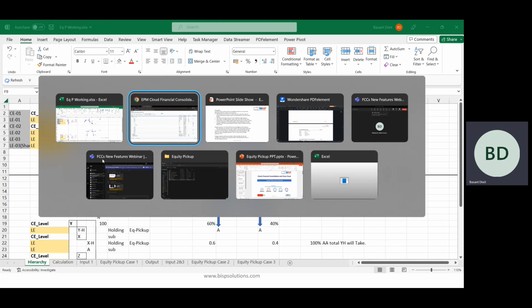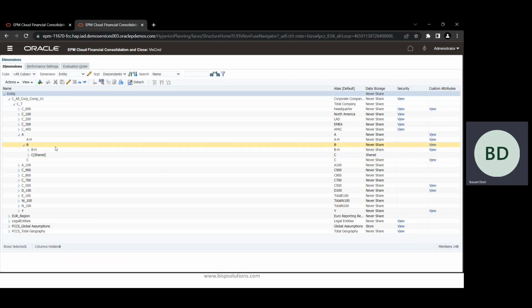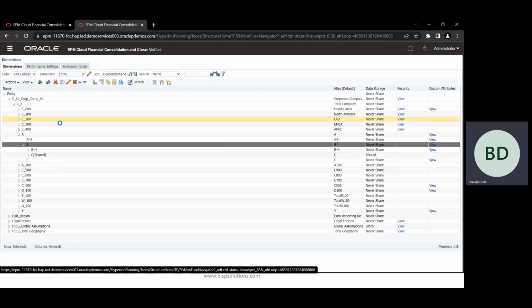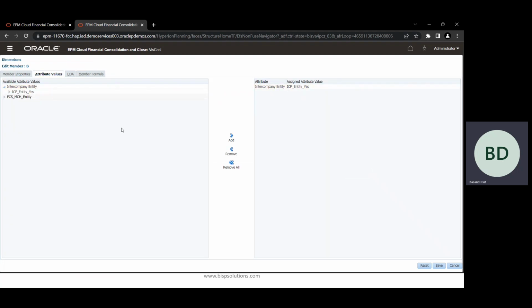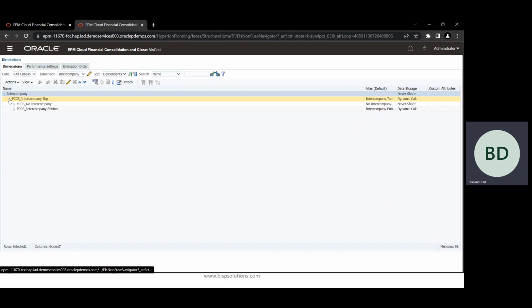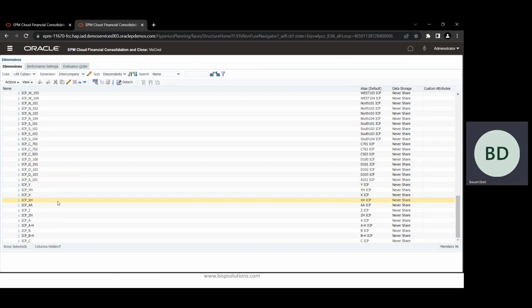Okay. So as you can see, this is the same type of hierarchy which is present in our application. We have made CS shared. And one more thing I have to mention is that whenever we make the hierarchy, we have to give them the attribute as intercompany entity to make them all legal base level intercompany members. To see that, you can go to the intercompany dimension, and here you can see all the entities are present.